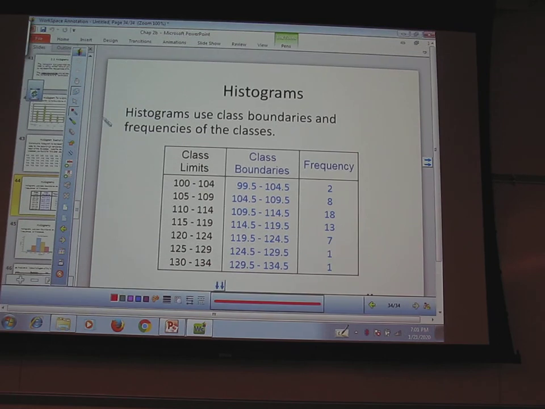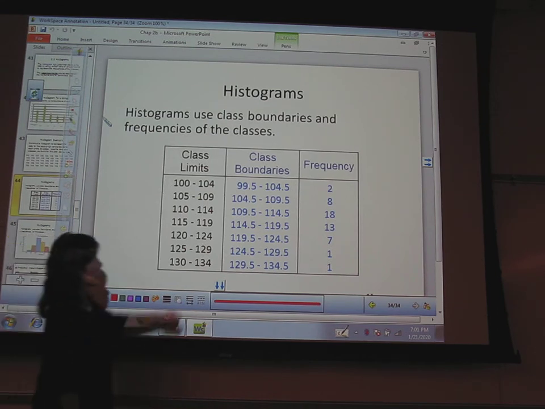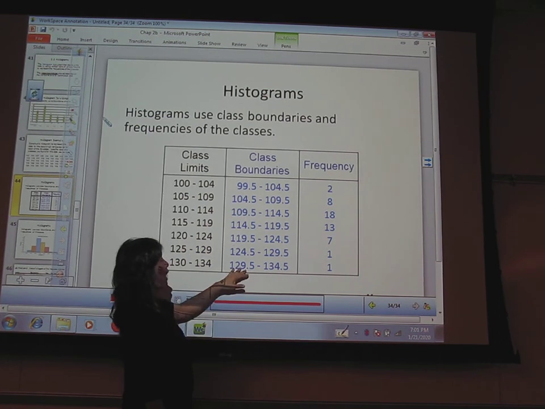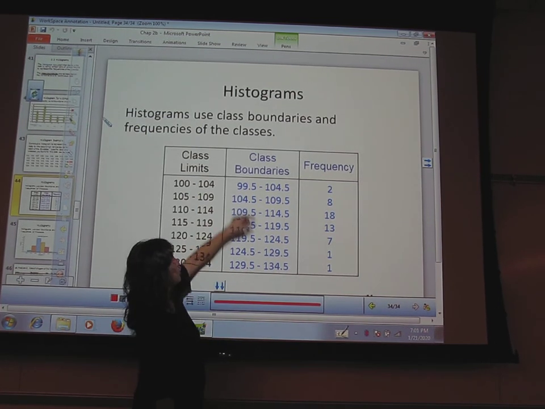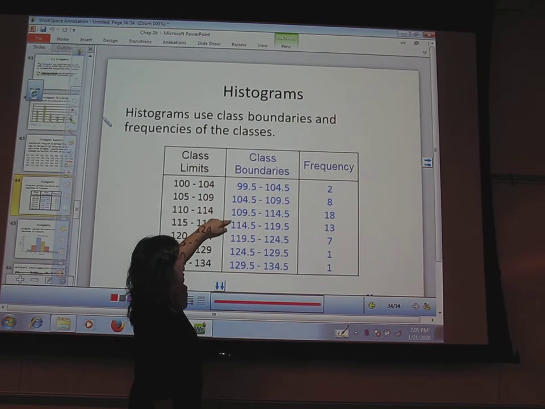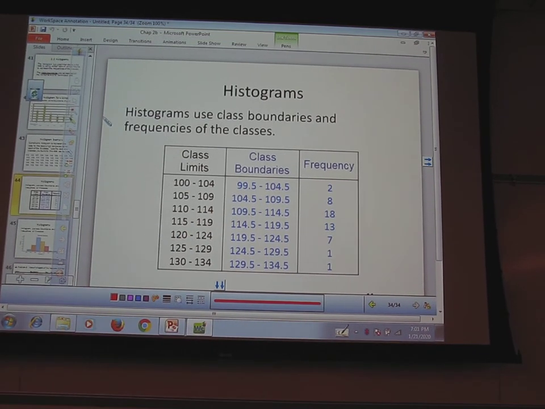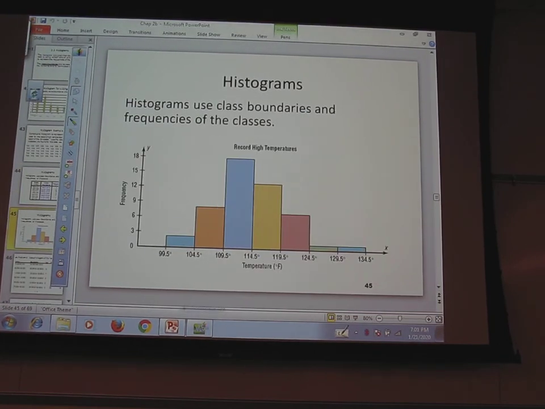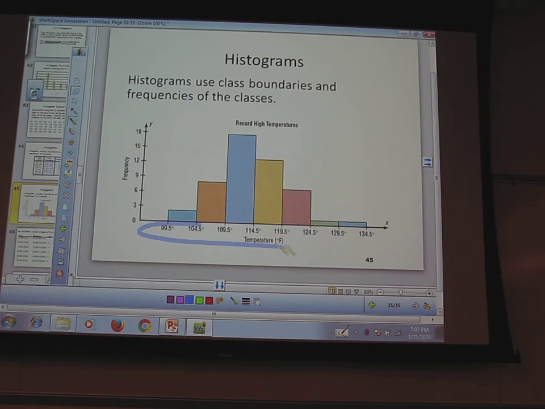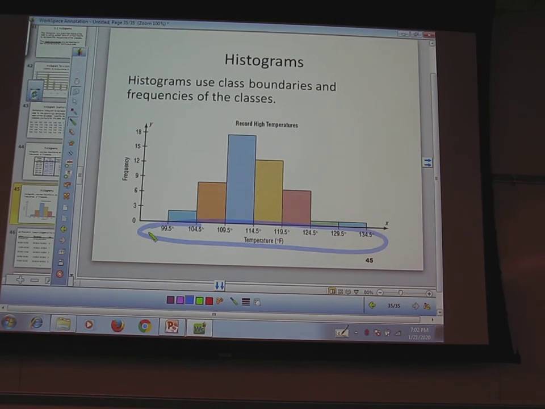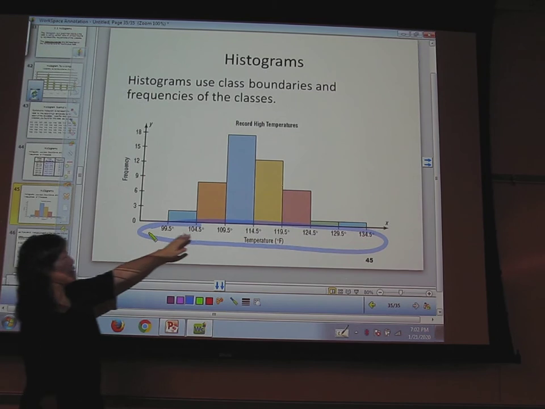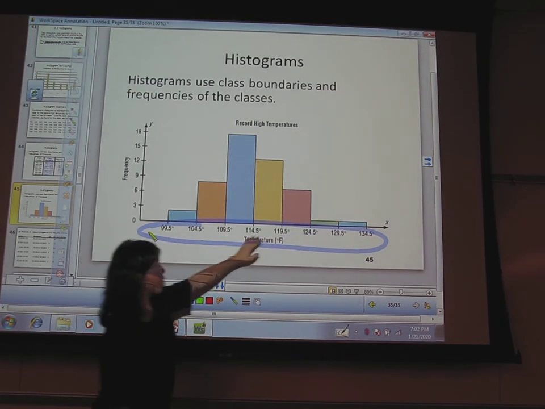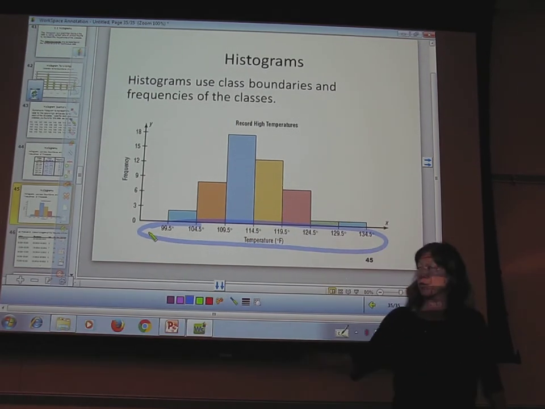And the simplest, easiest way, because I am all about simple and lazy and writing as little as possible, is I just use the boundaries. So I use all of these boundaries, and then I have to use the last one as well. So if you look, I'll do 99.5, 104.5, 109.5, down to 134.5. That's these guys right down here. They're all right in there. Those are all my boundaries. 99.5, 104.5, 109.5, 114.5, all the way down to 134.5. All my boundaries are along here.